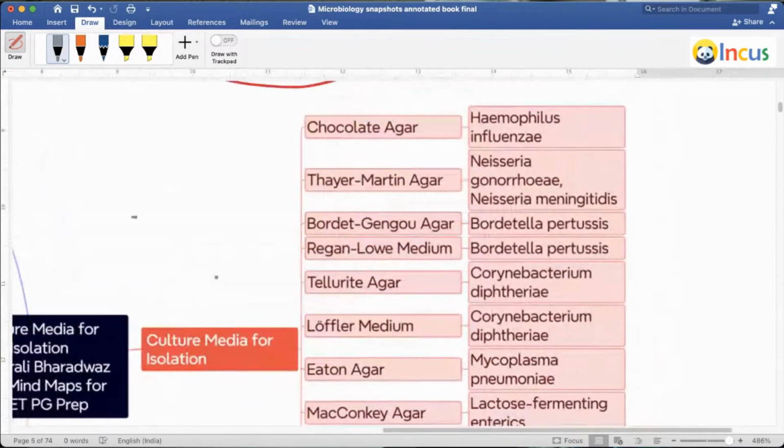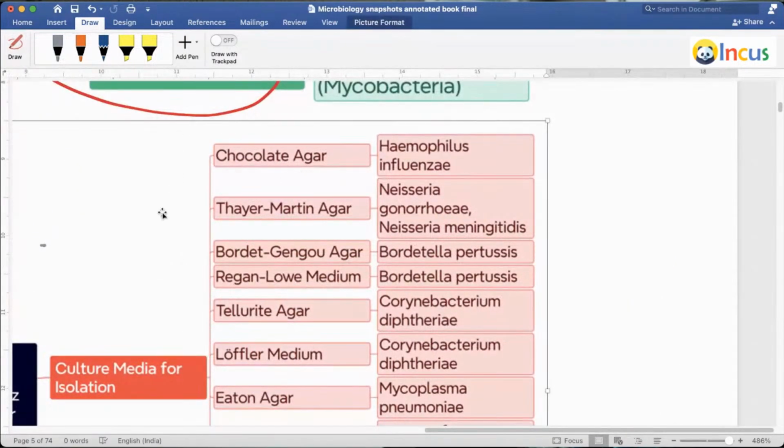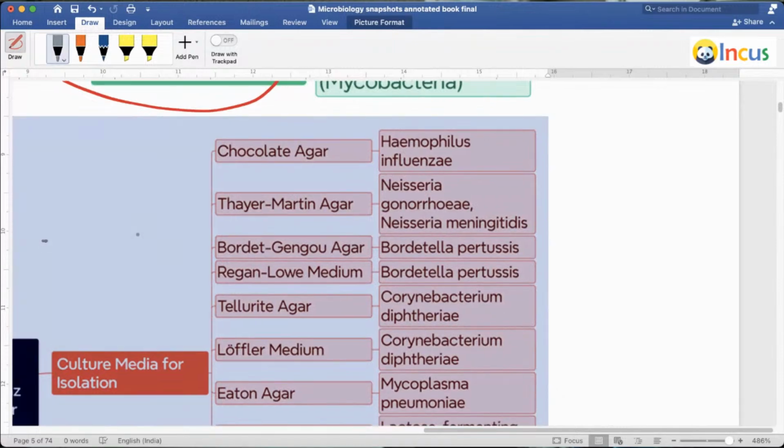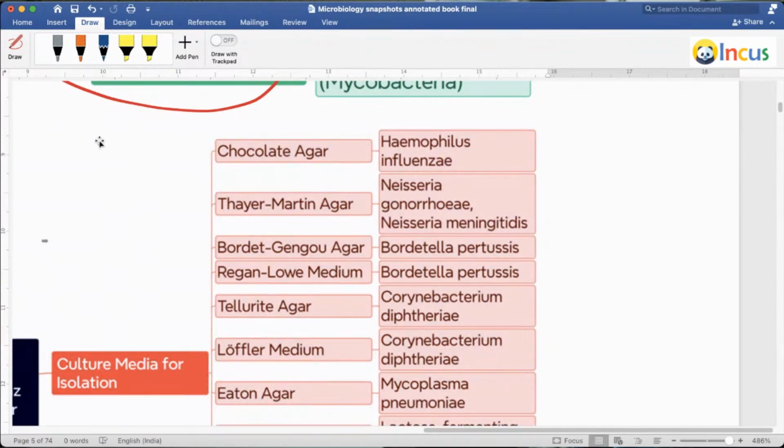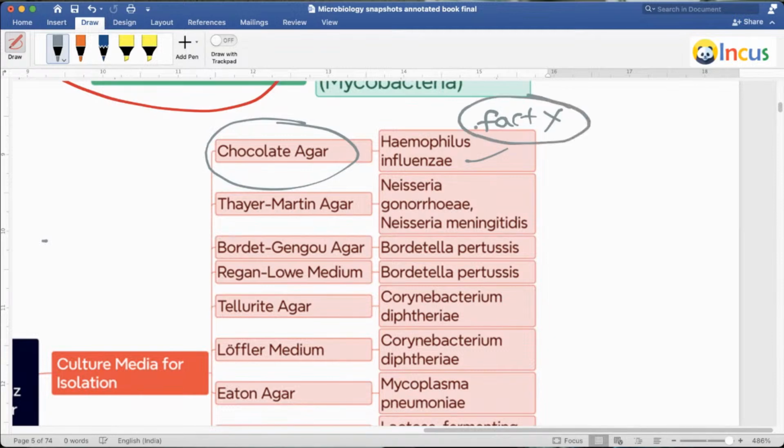About culture media: chocolate agar, chocolate agar, chocolate agar. So don't forget chocolate agar, Haemophilus influenzae. Haemophilus influenzae produces two things. One is called factor X. So it is this factor X which is the one that leads to hemolysis in the chocolate agar.